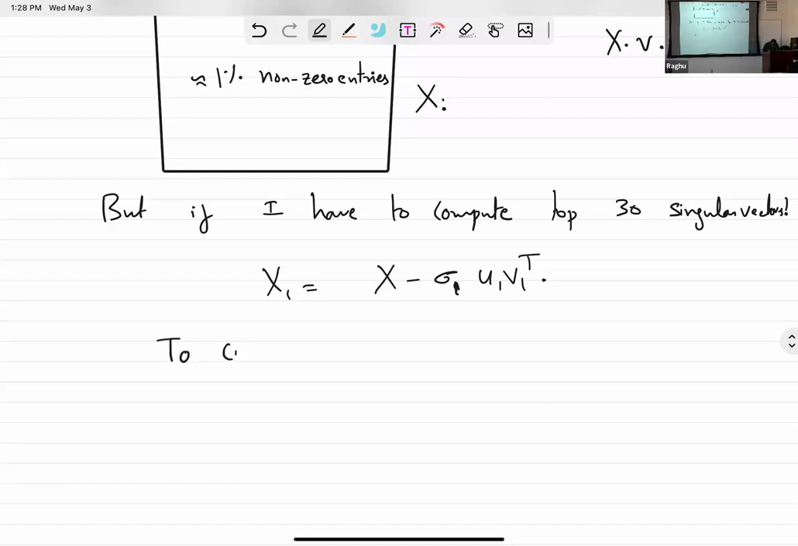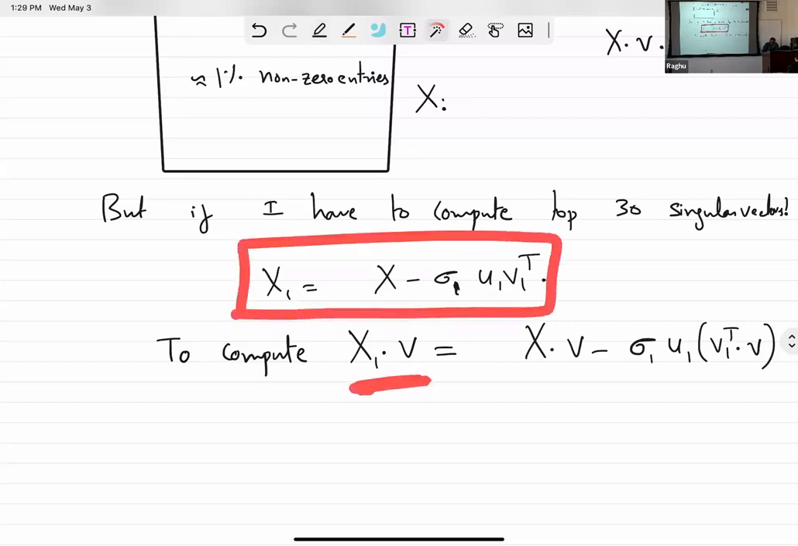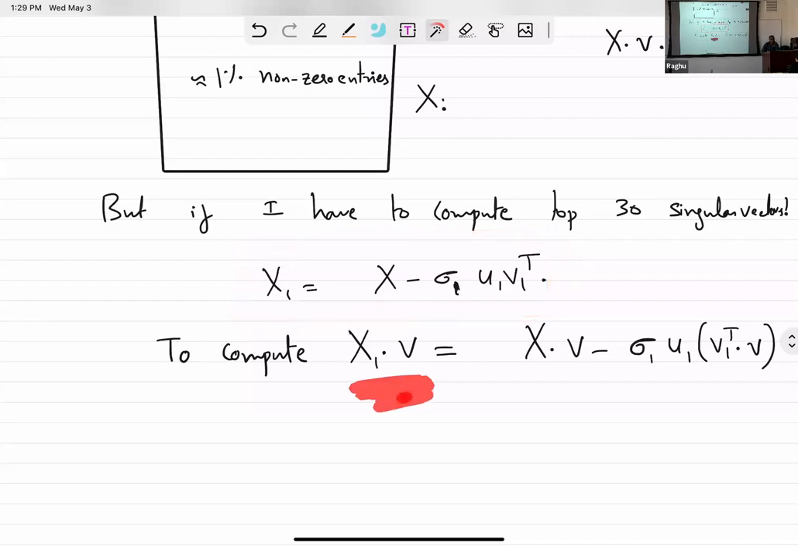So my claim is that you cannot store X1 as is, but it's the difference of a sparse matrix, something which has 100 million entries as opposed to 10 billion entries, and a rank 1 matrix. So we can store that very succinctly. I'll just store U1, V1 separately. And then to compute X1 times v, I can do X times v minus the rank 1 term. So the same trick, right? I don't need to store X1. All I need is the ability to compute this matrix vector product, which I can do efficiently.